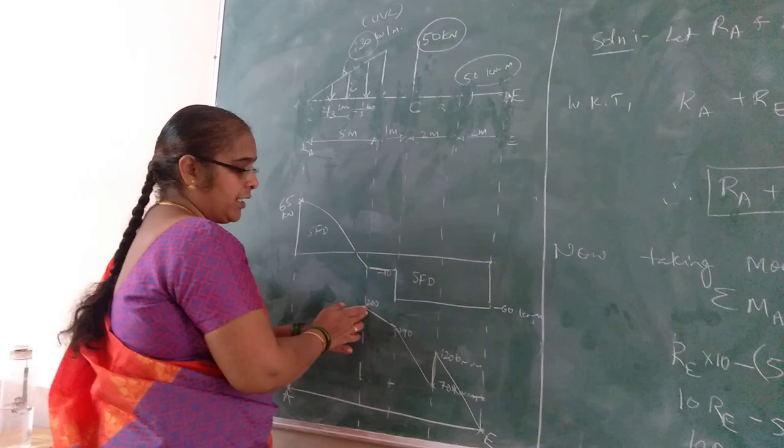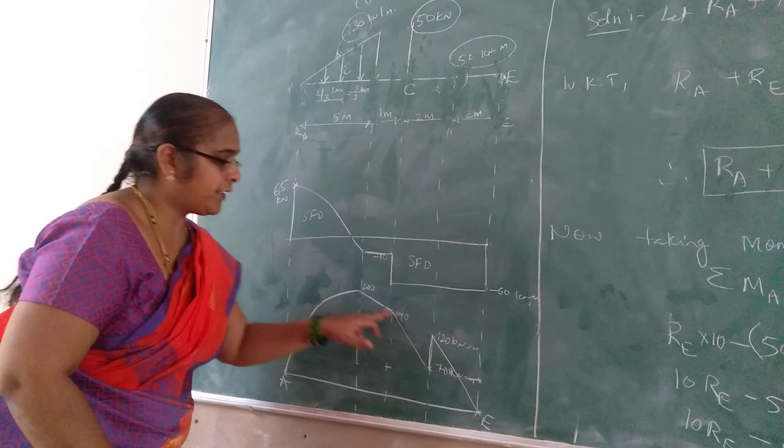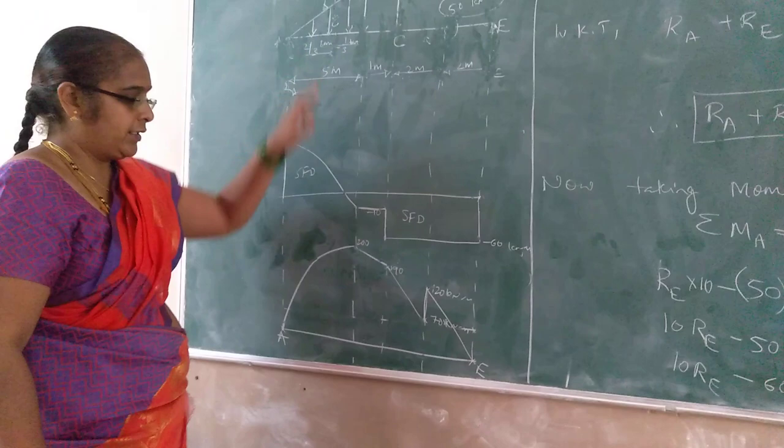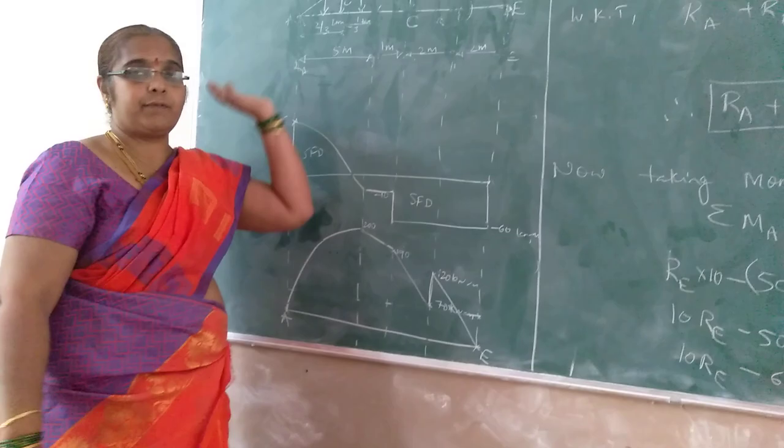Okay. So up to here it is linear variation and here it is parabolic because the UDL is acting, you have to draw it as a curve. Okay. So this is the shear force and bending moment for the UDL.